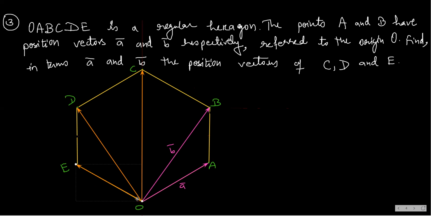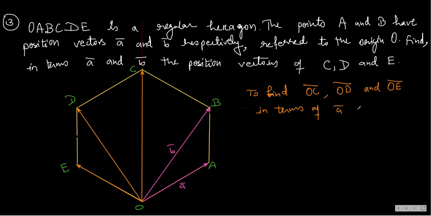Okay. So I understand my solution. See, what is the question here? I understand the question. To find OC bar, OD bar, and OE bar in terms of A bar and B bar.